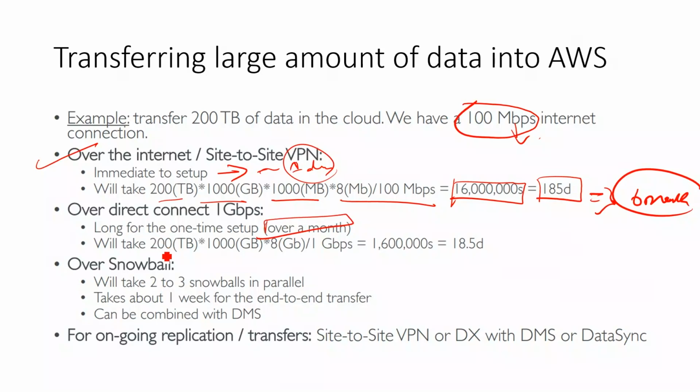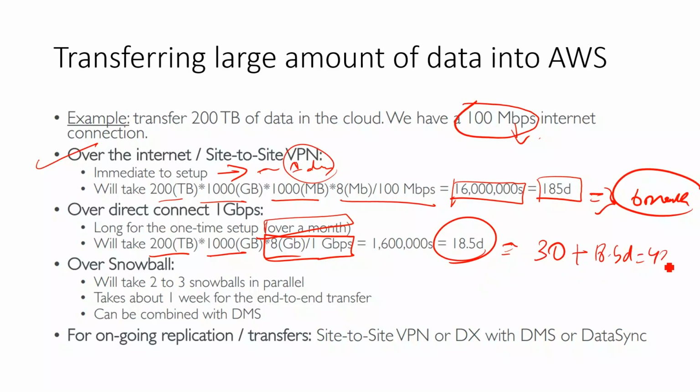It will take 200 terabytes times 1000 gigabytes times 8, divided by 1 gigabit per second, which is nearly 18.5 days, right? So it's much faster. It's 18.5 days, nearly 10 times we have reduced the time. So in this case, how much time will it take? 30 days plus 18.5 days, which is 48.5 days, which is less than 185 days in a nutshell, right?